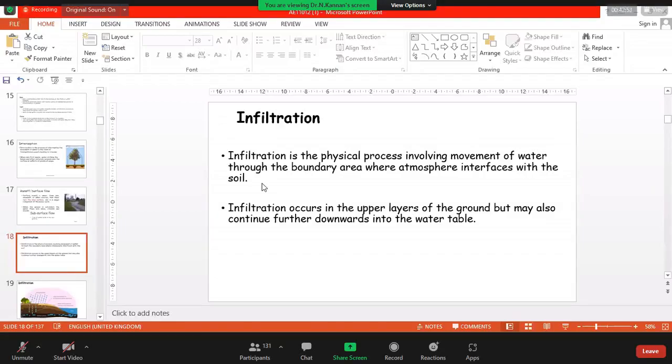Infiltration occurs in the upper layers of the ground, but may also continue further downwards into the water table. I will explain this one. Water table is very technical, right? Usually we have a very big unit in 2-1, that is the first semester of the second year. When you come to that semester, I will explain this in detail, right? So it is very, very popular in Sri Lanka, right? So this is of course infiltration. Could you please make a note on this?